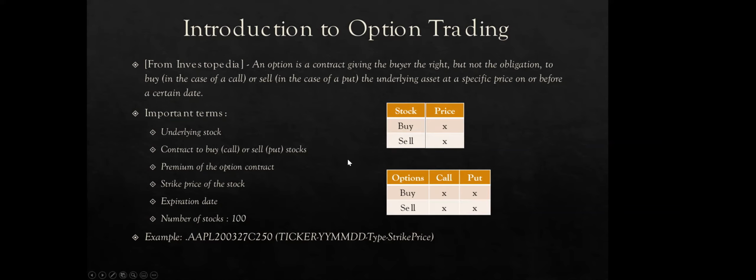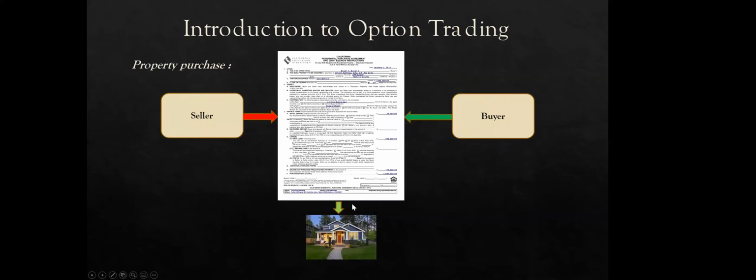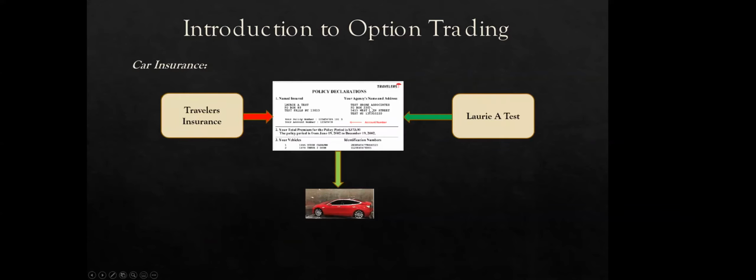Everybody knows car insurance, right? The car insurance thing is that if you buy a car, if you drive a car, most states require you to buy insurance. So what does that mean? That means that this insurance contract is a contract between the insurance buyer and also the insurance seller.